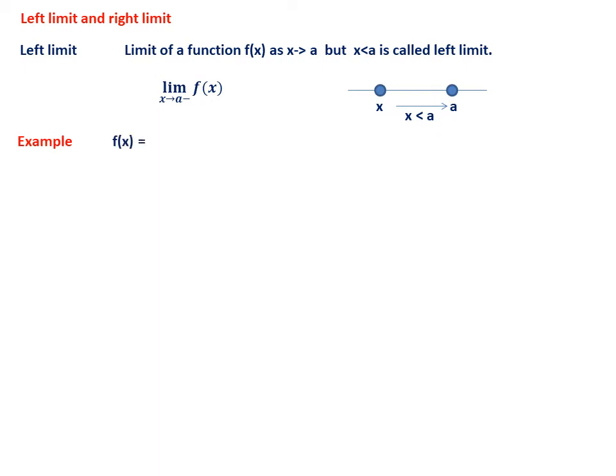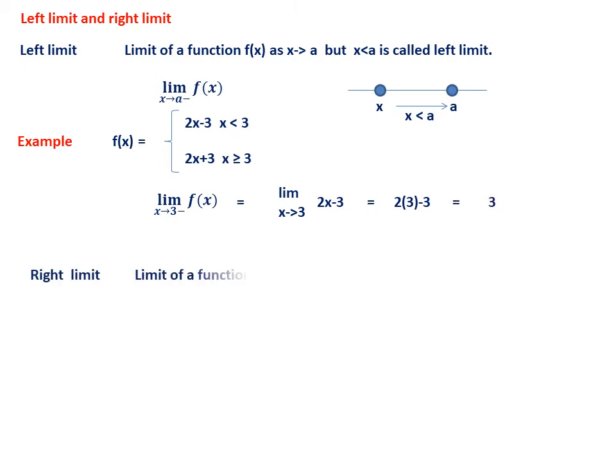For example, suppose you want to find, say it is a piecewise function, f of x equal to 2x minus 3 for x less than 3, and 2x plus 3 for x more than or equal to 3. Now suppose the question is find limit of f of x as x tends to 3 minus. What do you mean by 3 minus? 3 minus means it is less than 3. What is the function here? It is 2x minus 3. Therefore what you have to do is take limit of 2x minus 3 as x tends to 3, this is 2 into 3 minus 3, this is 3.